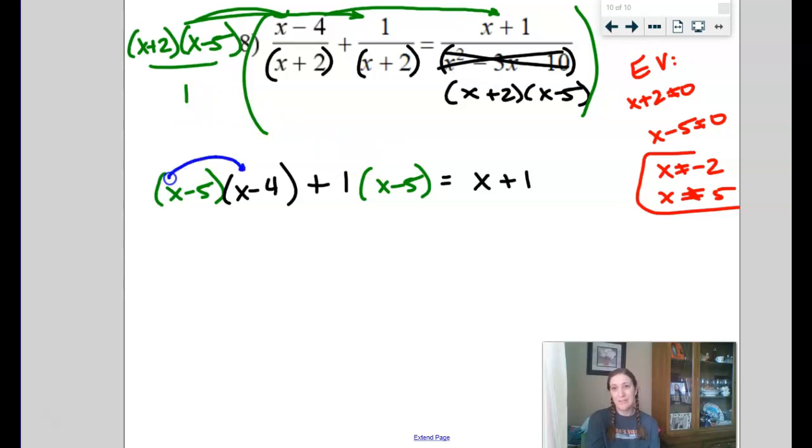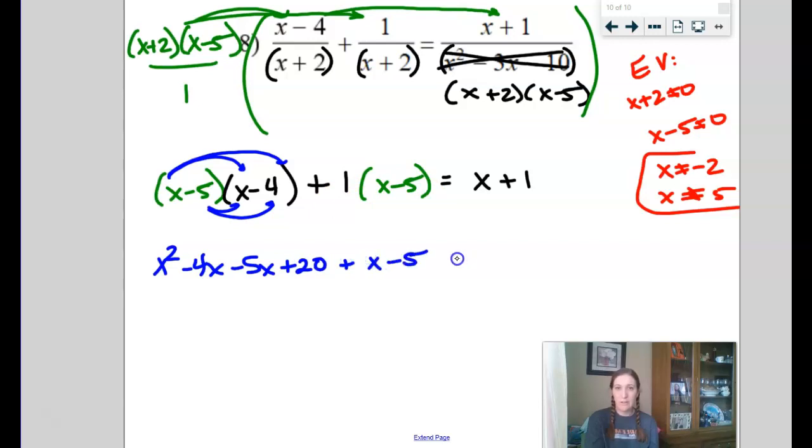So like here, for instance, we got a big old foiling distribution question. Slow is the name of the game here, guys. Usually I tell you to distribute a 1, but that's kind of silly, so I'm just going to rewrite x minus 5 in a minute. So here we have, go slow, you got an x squared, you got a minus 4x, you got a minus 5x, and then you got a plus 20. I'm not going to do anything here other than write down plus x minus 5. And then x plus 1, nothing happened there either.